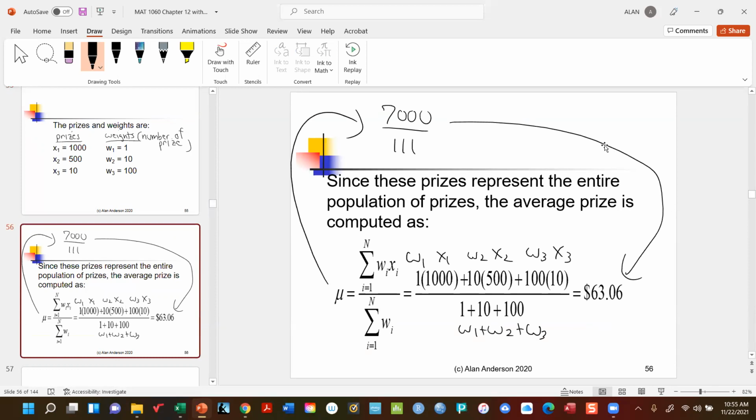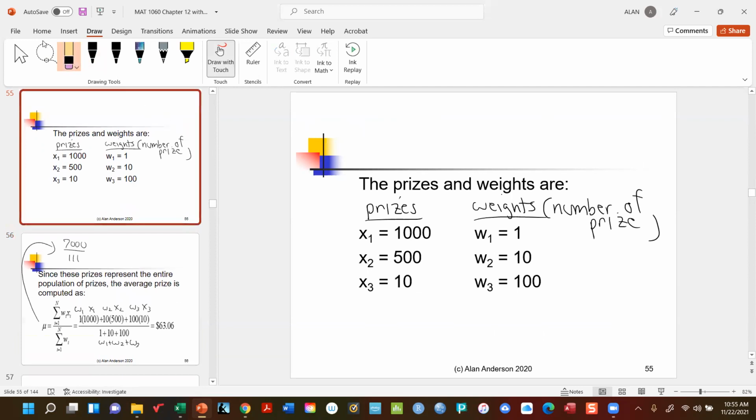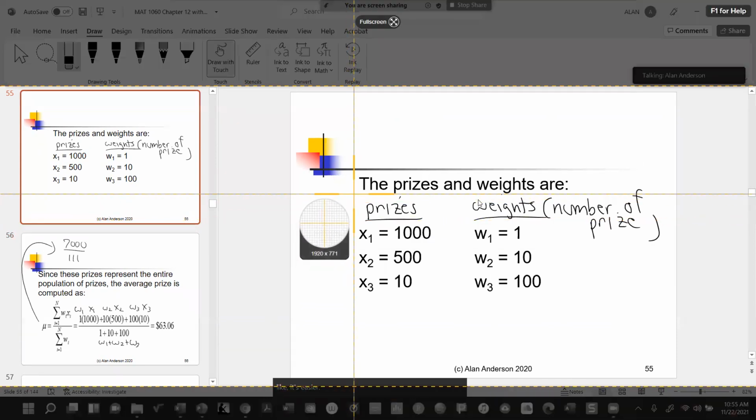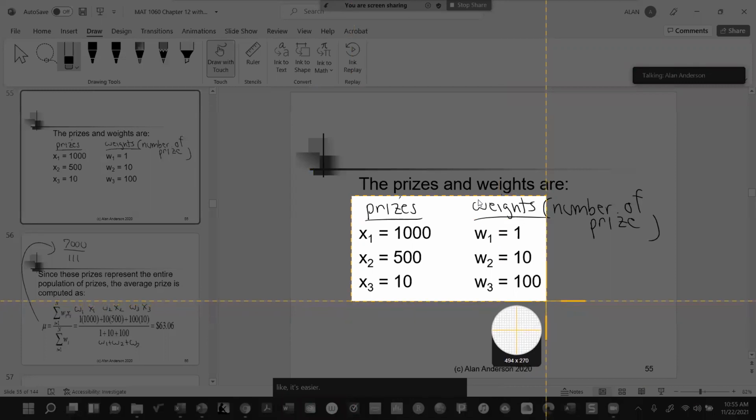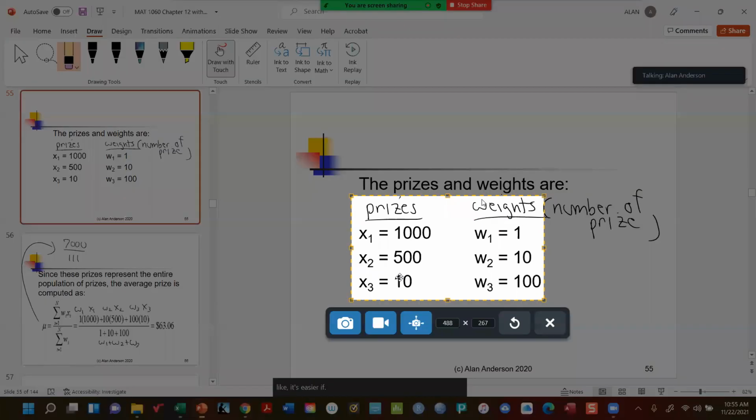Actually, you know what? Let me see if I can copy. Might be able to sneak in that little chart. I'd like to have it there. Hold on one second. It's easier if everything's on one slide, I think. Just about squeeze it in.